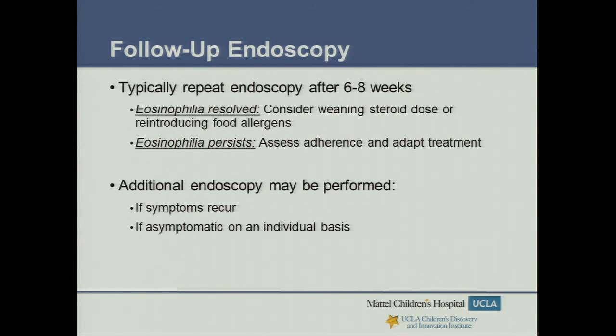If they are using it correctly, then you would want to consider switching them over to an elimination diet, and vice versa. If they're properly following a diet, then you might give them a trial of topical steroids. And additional endoscopies may then be performed if a patient responded to therapy, if they have symptom recurrence, and even in kids who are asymptomatic, it really depends on where they're at, but oftentimes we'll decide to do surveillance endoscopies here and there to make sure the disease is still in remission.